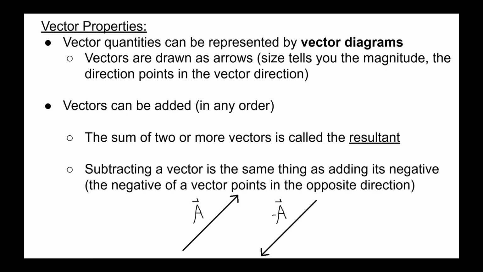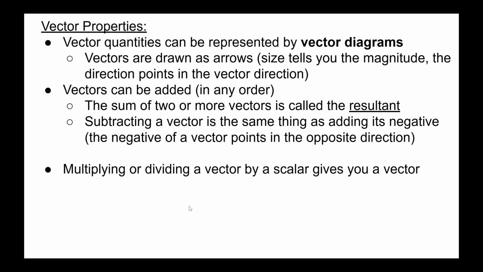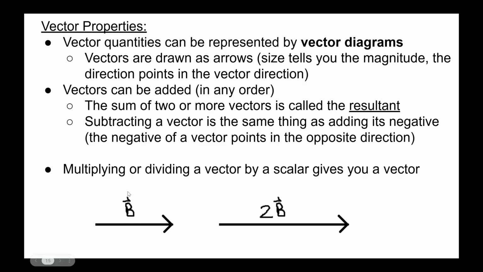So for example, if vector A looks like this, the negative of vector A would be 180 degrees the other way, but the same size. So I take the tip of that arrow and I stick it down there on the other end. So a vector and its negative are parallel. When you multiply or divide a vector by a scalar, you get a vector. So for instance, if you have a vector b that's pointed to the right, when you have 2b, that would also be pointed to the right, and the magnitude is twice that original vector b magnitude.